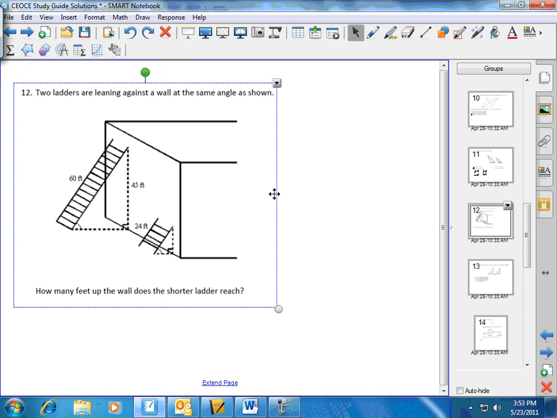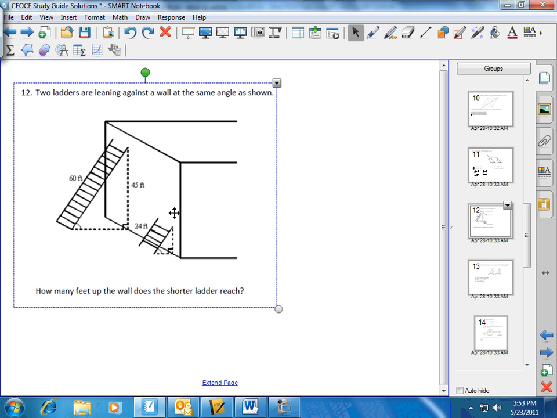All right, now we're looking at number 12 for the study guide. Two ladders are leaning against a wall. The same angle is shown. How many feet up the wall does the shorter ladder reach? If we look at the ladder, the ground, and the wall forming a triangle, we're looking for the length of this leg here of a right triangle.